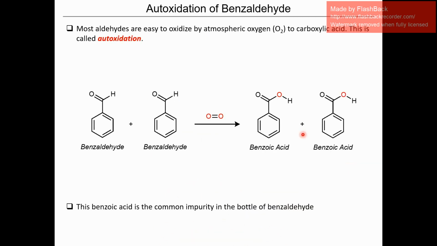But why do we need to purify benzaldehyde in the first place? We need to purify it because benzaldehyde is a molecule that gets easily oxidized by the oxygen of the air, making benzoic acid, this molecule over here. This benzoic acid has different properties from benzaldehyde. So in any bottle where we have benzaldehyde, we may have some benzoic acid as well. And this is the compound that we are going to try to get rid of in this experiment.